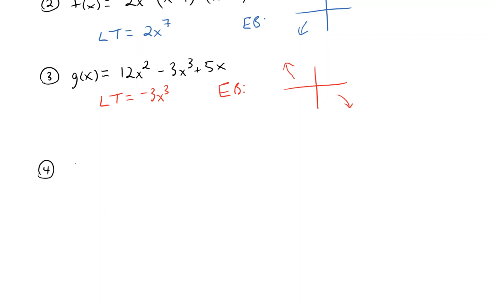Problem 4. y equals (2x plus 1) cubed times (x minus 3) to the 4th, times (x plus 5). Again, no hints on this one. Determine the leading term and end behavior, and then come back and check your answer.